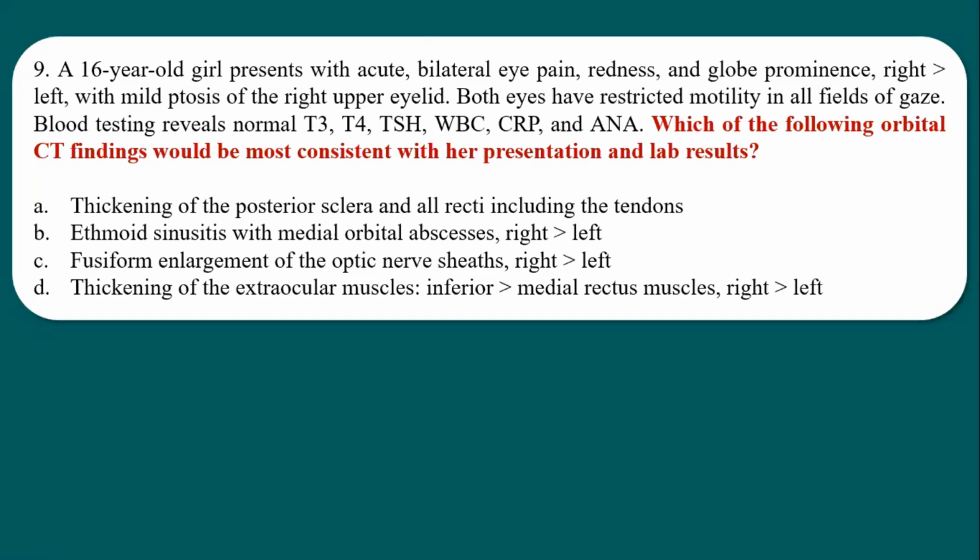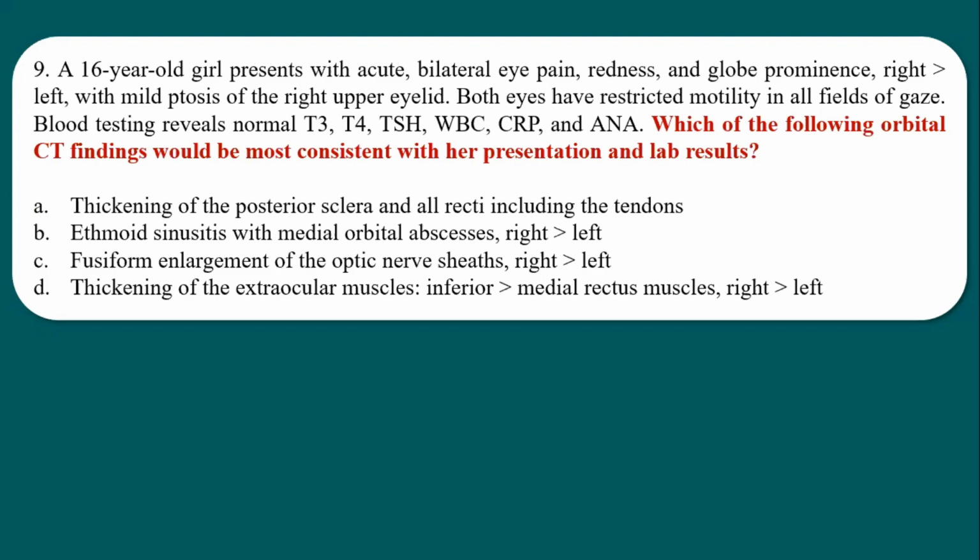A 16-year-old girl presents with acute, bilateral eye pain, redness, and globe prominence, right more than left, with mild ptosis of the right upper eyelid. Both eyes have restricted motility in all fields of gaze. Blood testing reveals normal T3, T4, TSH, WBC, CRP, and ANA. Which of the following orbital CT findings would be most consistent with her presentation and lab results?